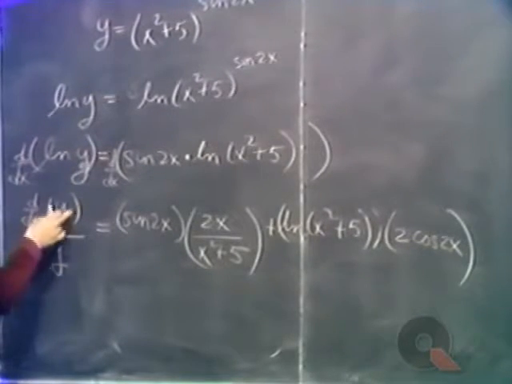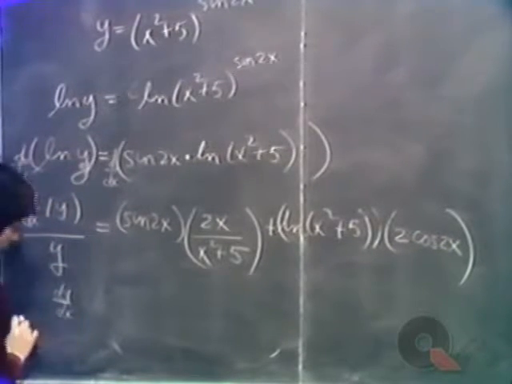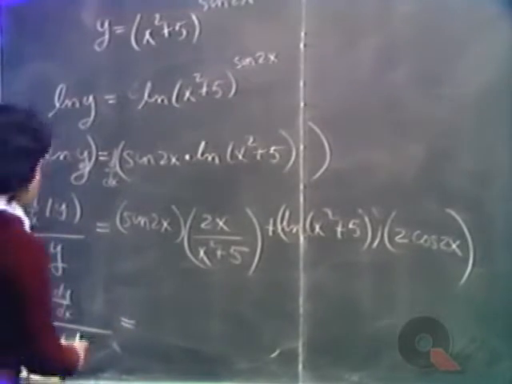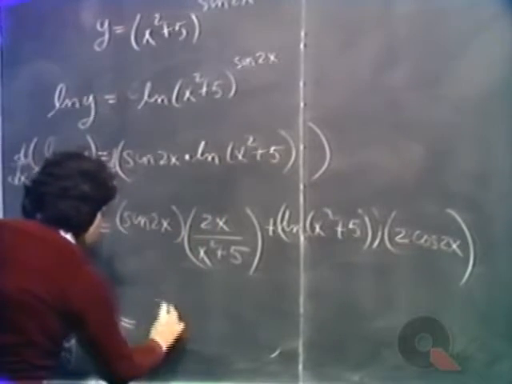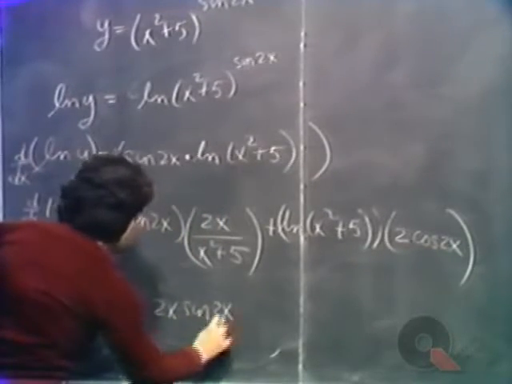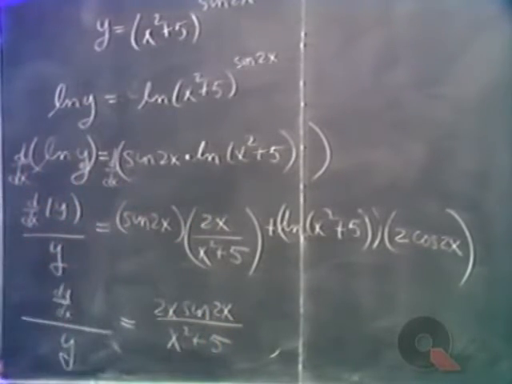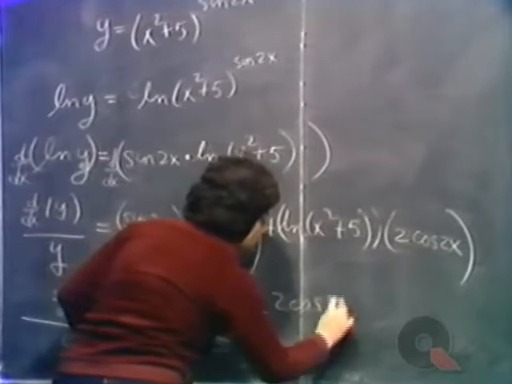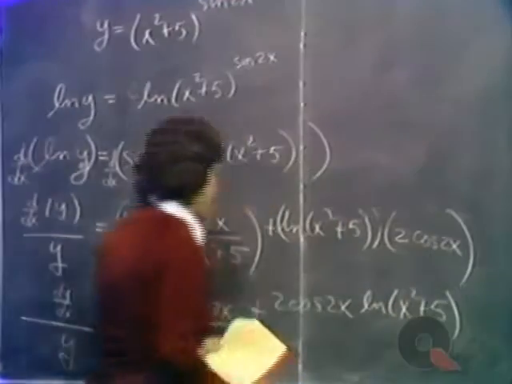What does this mean? Derivative of y with respect to x. That's just dy/dx divided by y equals, now we have 2x sine 2x over x squared plus 5. If you write it the other way around, the 2x first, and you don't need the parentheses, plus 2 cosine 2x log of x squared plus 5.